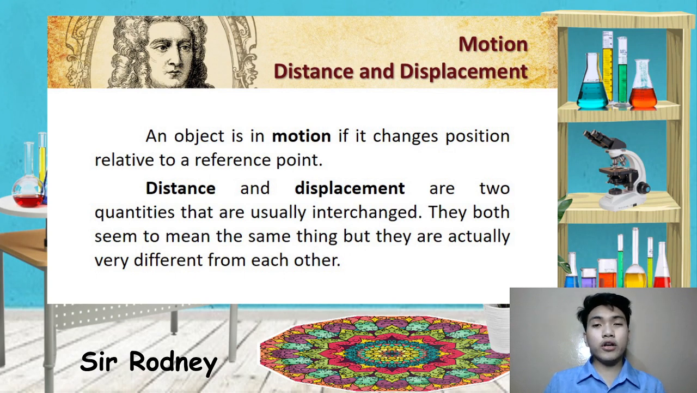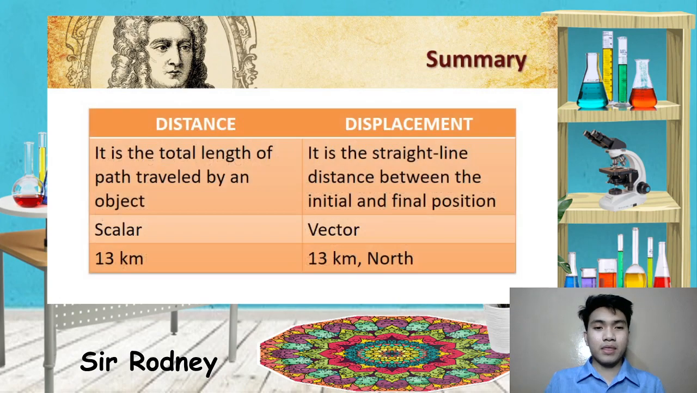Let's have this table in order for you to understand the difference between distance and displacement. Distance is the length of path traveled by an object, while displacement is the straight line distance between the initial and final position. Distance is a scalar quantity, whereas displacement is a vector quantity. A scalar quantity has only magnitude, while a vector quantity has both magnitude and direction. A good example of distance is 13 kilometers, while for displacement, it is 13 kilometers north.